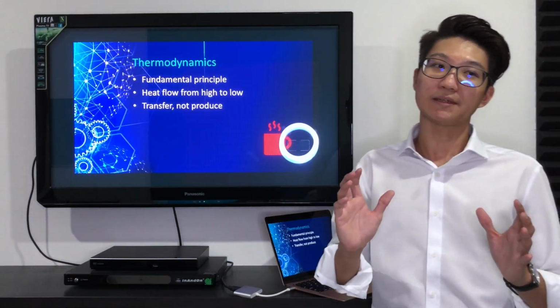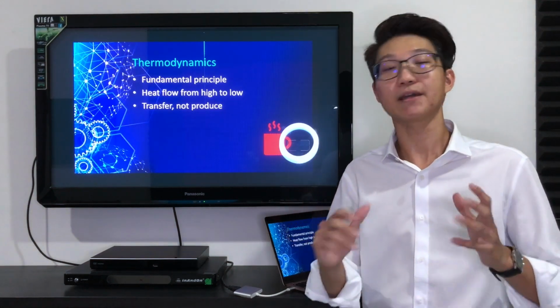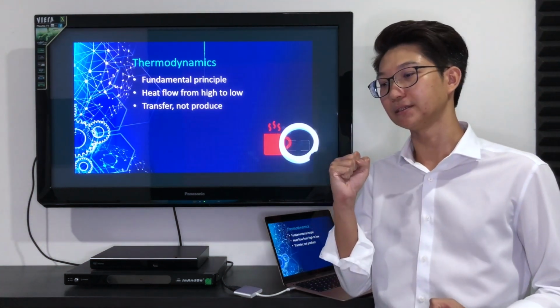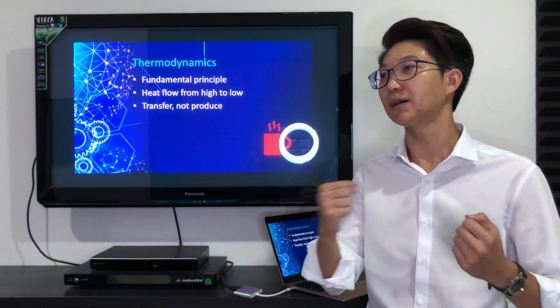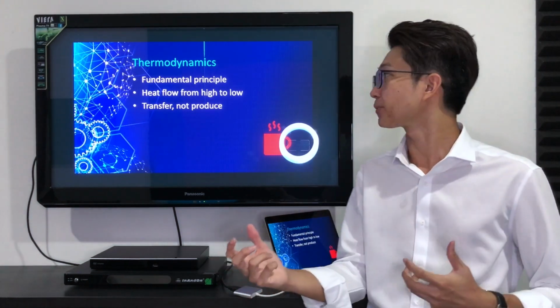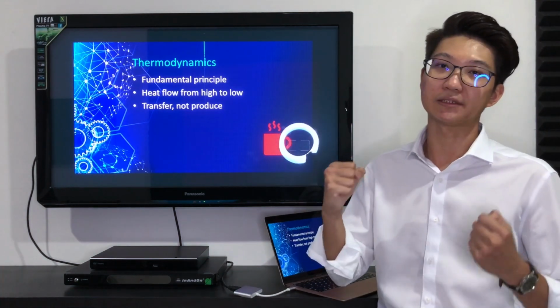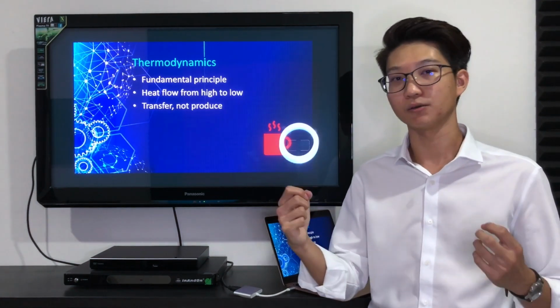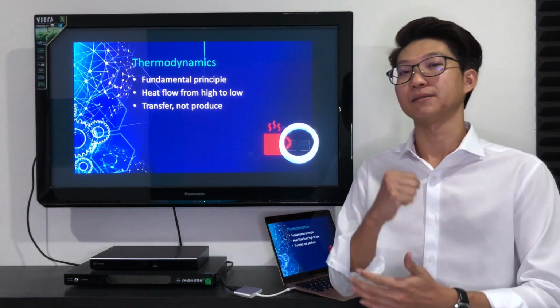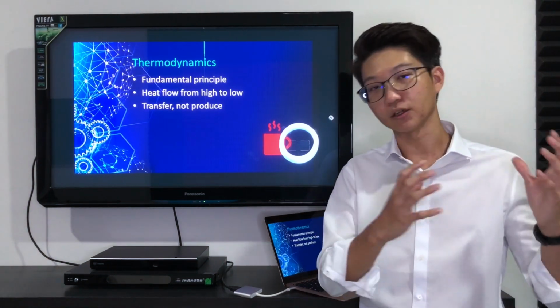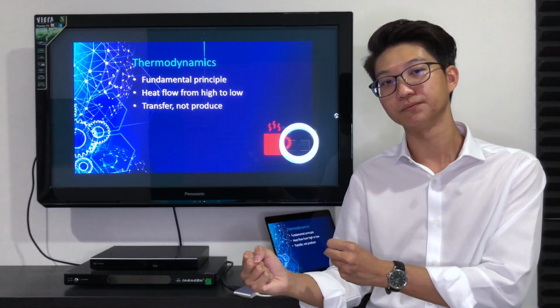To understand how an air conditioner actually works, we need to understand the fundamentals. We need to go back to the very basics, how cooling works. Thermodynamics is the fundamental principle of how cooling is achieved. We know that heat flows from a hotter region to a colder region.